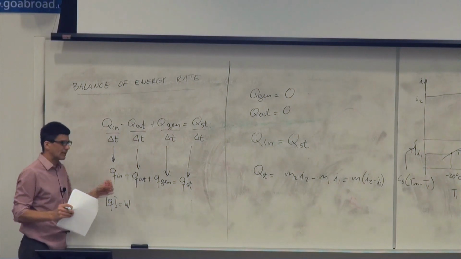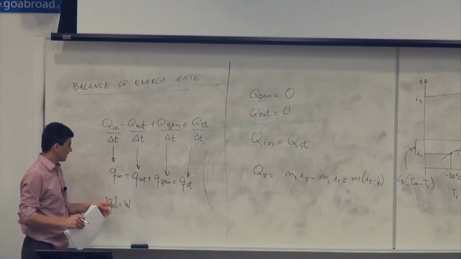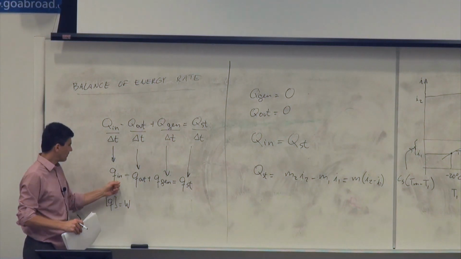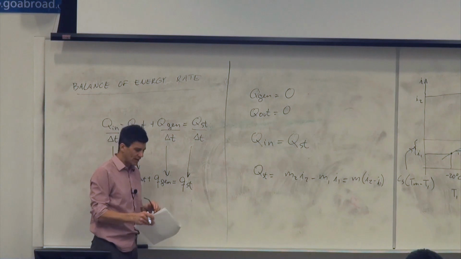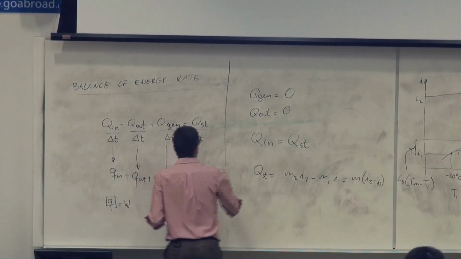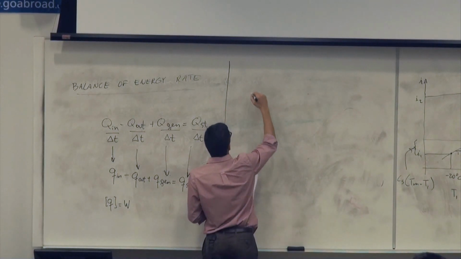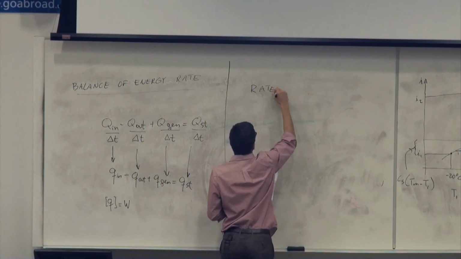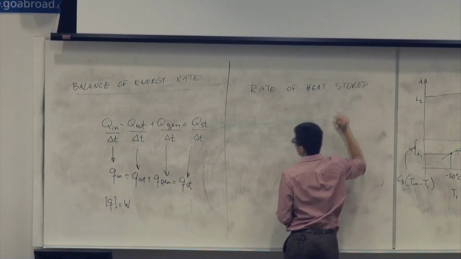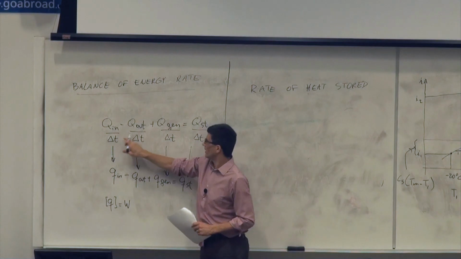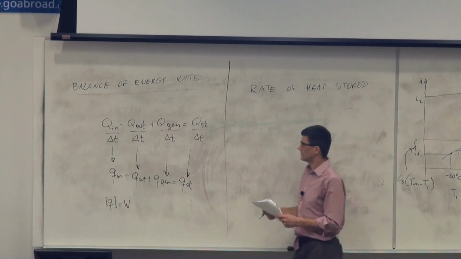So, same story. The only difference is now instead of doing this bulk analysis between two stages, now this is per unit time. So this is how many watts are coming in, how many watts are going out, how many watts I'm generating, how many watts I'm storing. So, rate of heat stored. Much like before, we're going to spend the whole class on Q in and Q out. In this first week, I want you to master the Q stored.